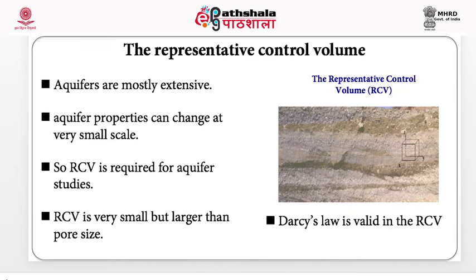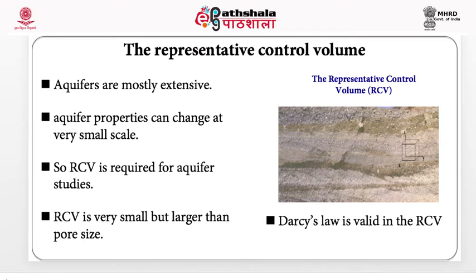Let us begin with the aquifer, the model aquifer, so to say. The model aquifer is actually called a representative control volume. Why is this required? Because aquifers are mostly very extensive, but their properties change on a very small scale, and this can be seen in the figure on the right. As you can see, the properties change in each layer, on a very small scale. When I impose a small unit onto it, you can already see the changes in the properties.